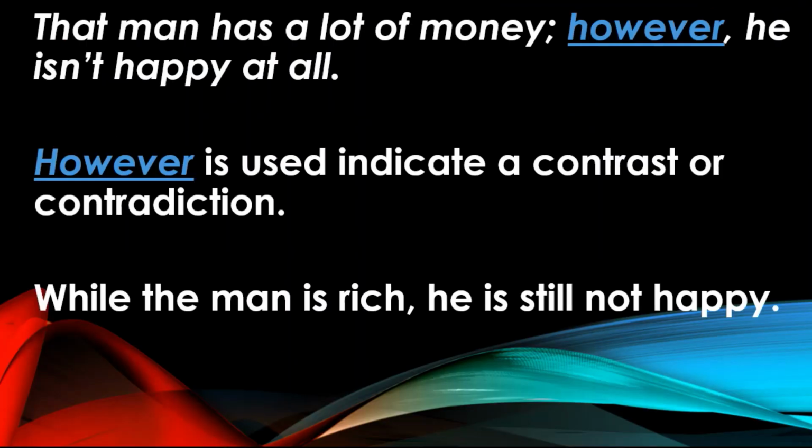Here's another example. The man has a lot of money. However, he isn't happy at all. However is used to indicate a contrast or contradiction. While the man is rich, he is still not happy.